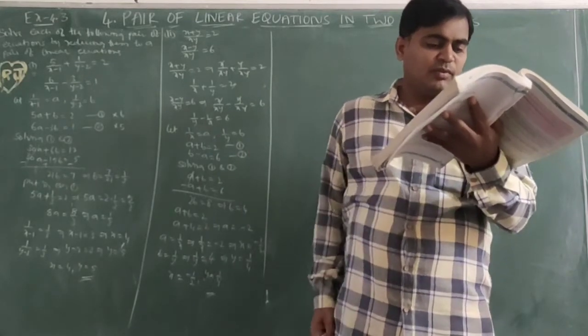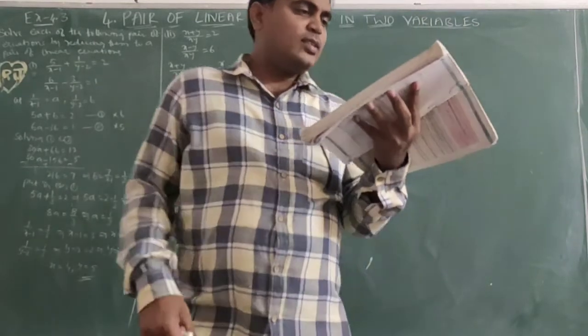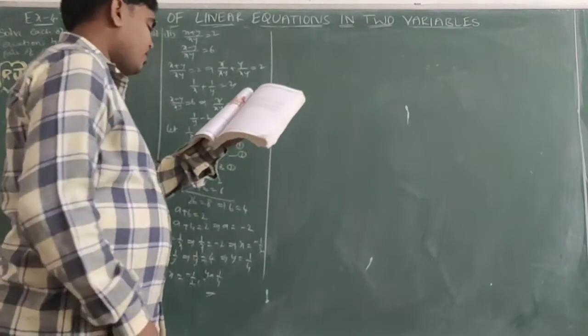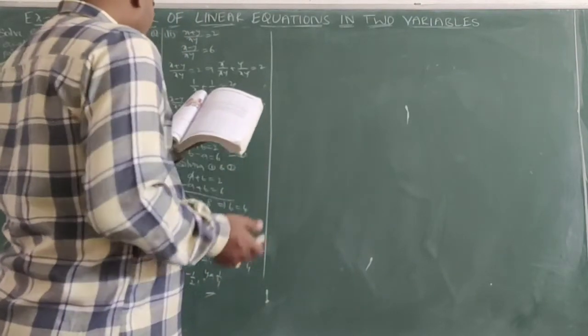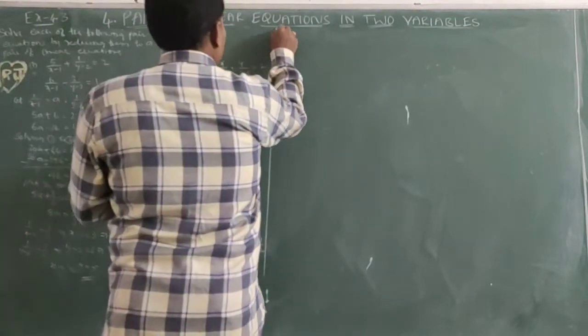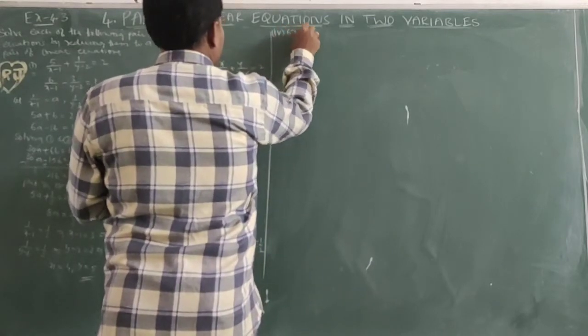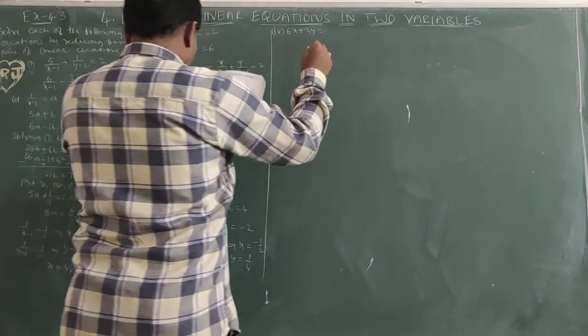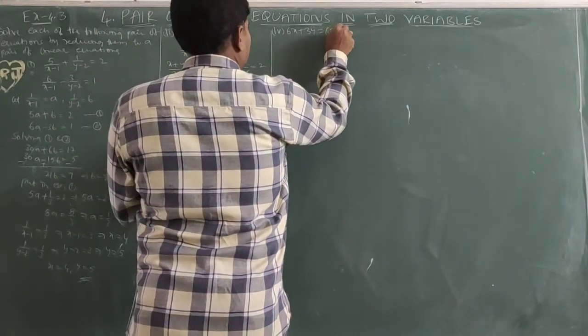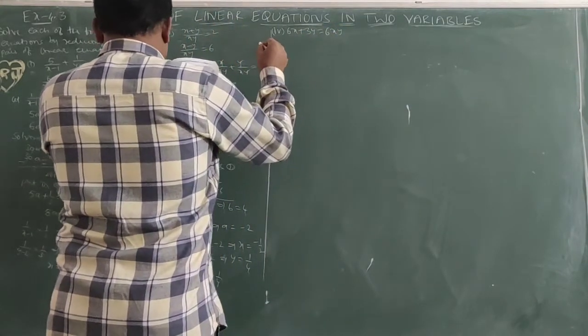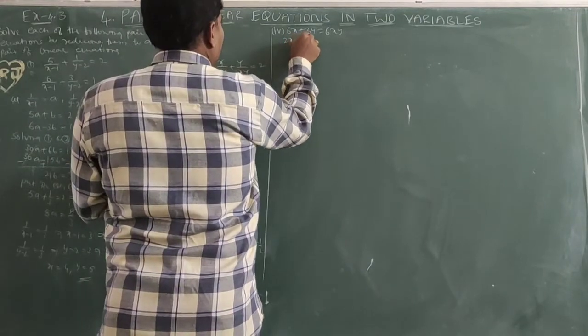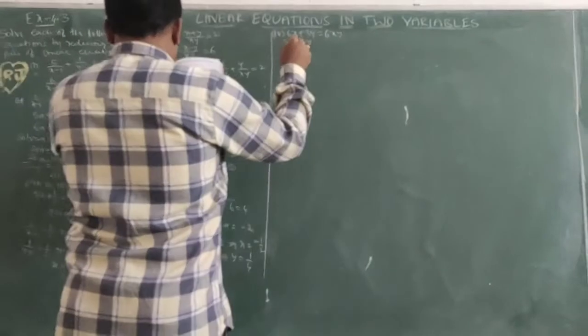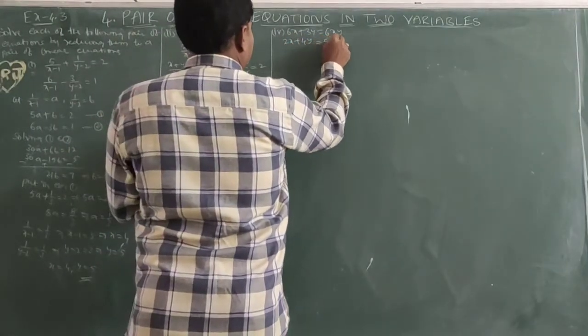So, the fourth question is similar to this one. We will discuss the fourth, later the third. The fourth: 6x plus 3y equal to 6xy, 2x plus 4y equal to 5xy.